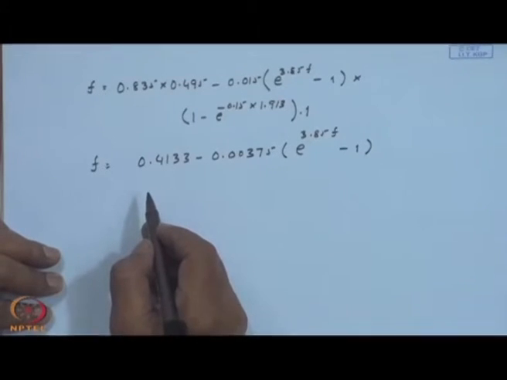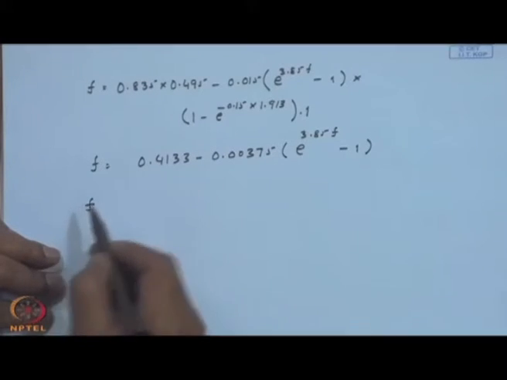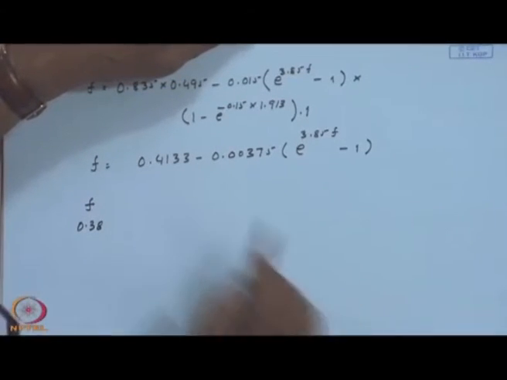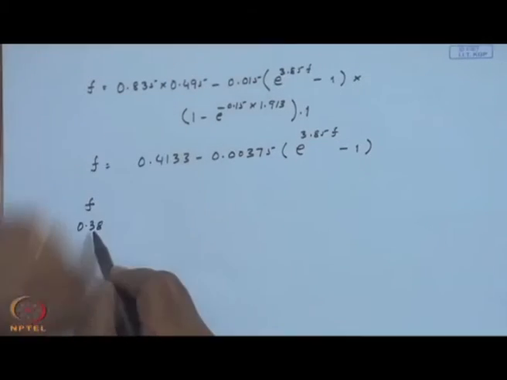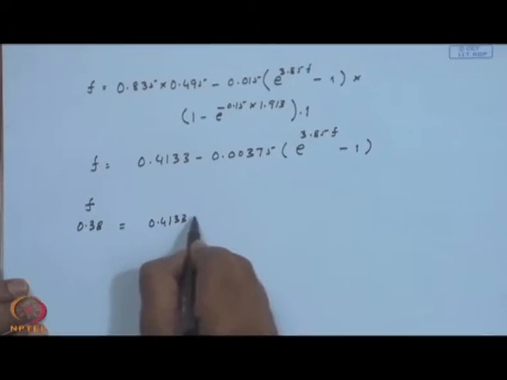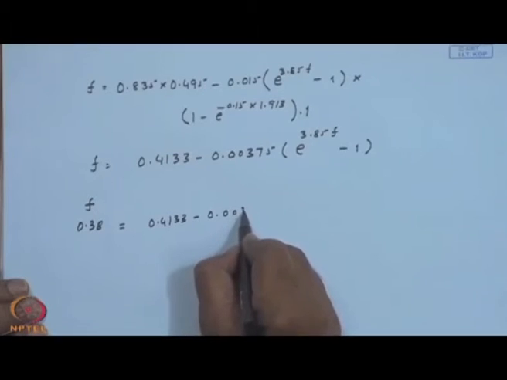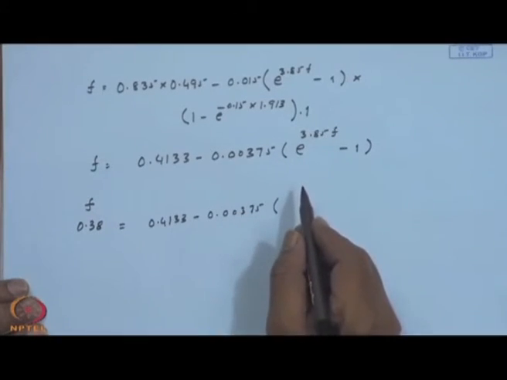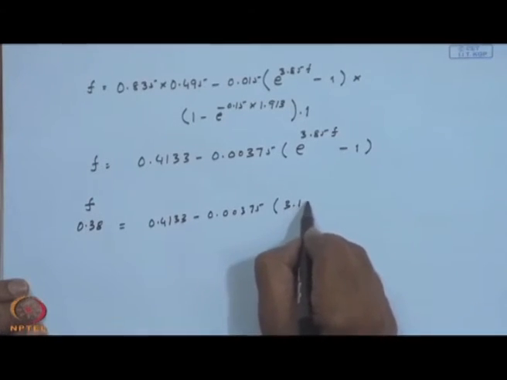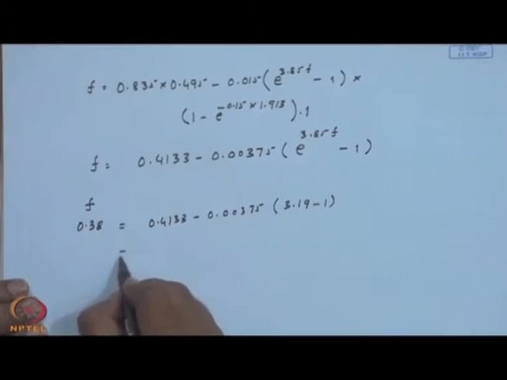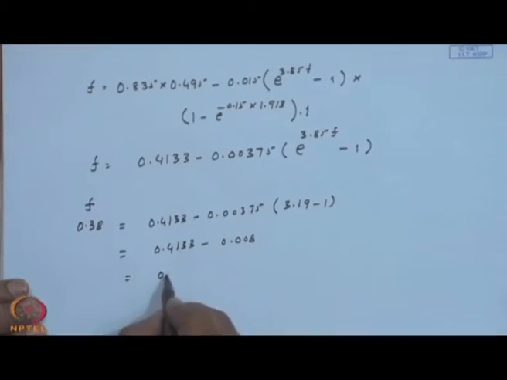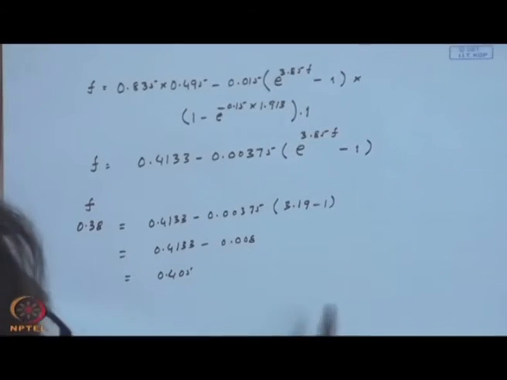We will start with a guess of f. Let us take it as 0.38, because we calculated by the f chart. If it is to be close, it could be 0.438 and should be less than 0.4133. So, it justifies that I will choose some value like 0.38. That is equal to 0.4133 minus 0.00375 times, you put that 3.85 into 0.38, that will turn out to be 3.19 minus 1, which will be 2.19, equal to 0.4133 minus 0.008, that is 0.405. So, this is close, but not as good as it can be.